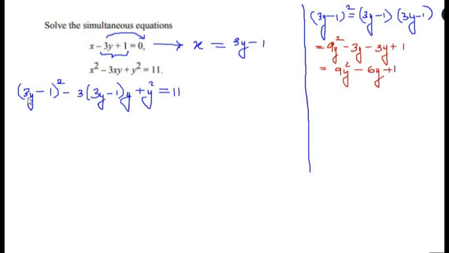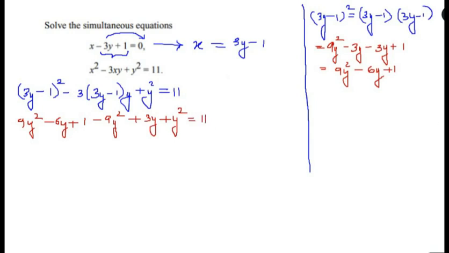So in place of 3y minus 1 the whole squared we can write 9y squared minus 6y plus 1, and then expanding these brackets with 3y we get minus 3y times 3y gives us minus 9y squared, and minus 3y times negative 1 gives us plus 3y, plus y squared equals 11.